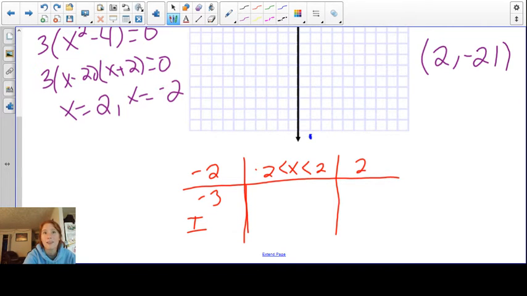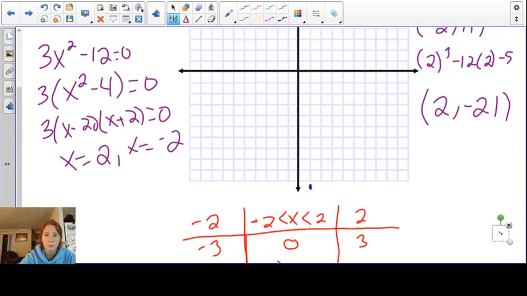Okay, a logical number between -2 and 2. I always pick 0 when possible. If 0 is in there someplace, I use it. It makes my life easy. So when I plug 0 into my derivative, do I get a positive or a negative number? Good, I should be getting negative. Same idea when I'm looking at the right side of 2. I'm going to pick one more, so say 3. I can pick any number. I can pick 10, I can pick 20. I just pick numbers that are easy. And that should give me an increasing, or a positive, value.